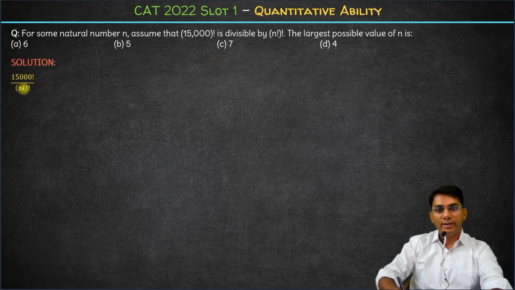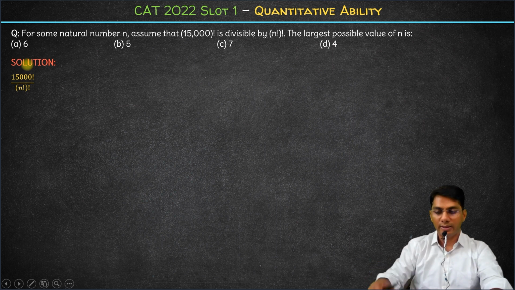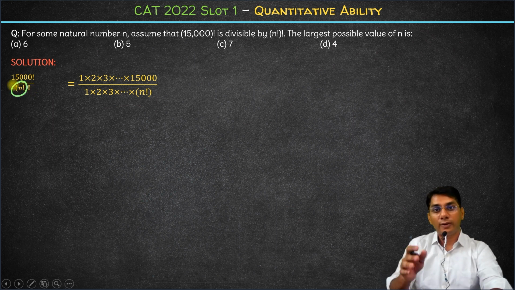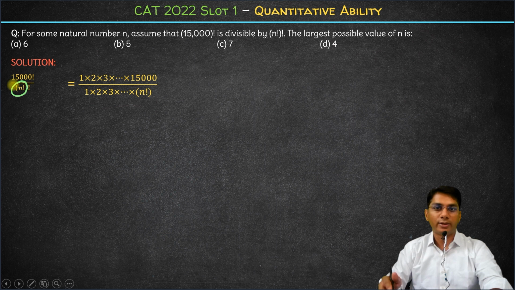So this is completely divisible by this. That means the numerator should definitely be greater than the denominator and a complete factor. So let's see what is the numerator here. 15,000 factorial is basically the product of the first 15,000 natural numbers. And n factorial's factorial is the product of the first n factorial natural numbers.